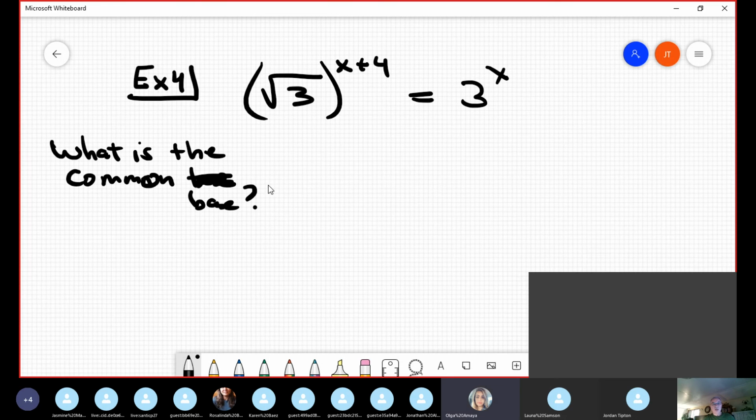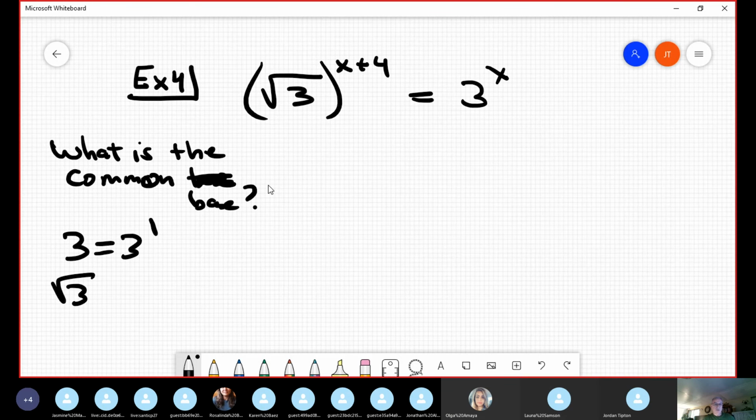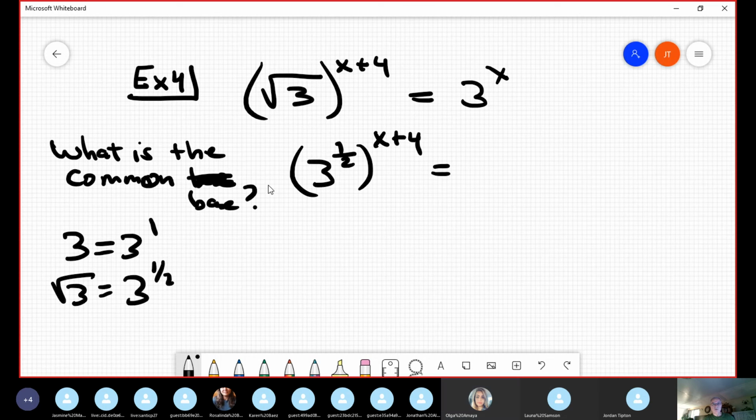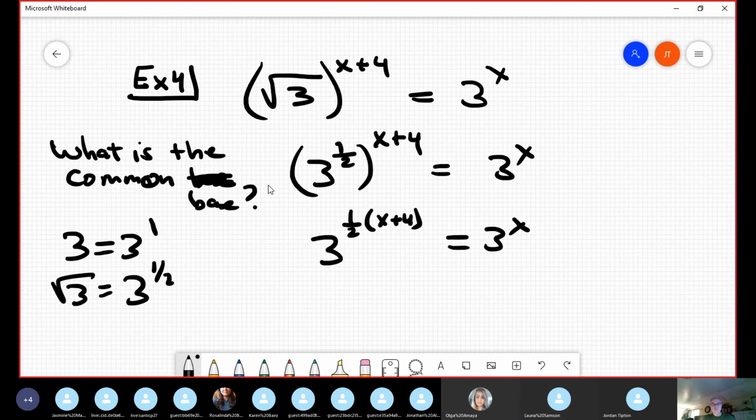3 again. But I know that 3 is 3 to the 1, but radical 3 is 3 to the 1/2. Yes or no? Fraction exponent. You replace: 3 to the 1/2 raised to the x plus 4 is equal to 3 to the x. Now multiplication of the exponent. So 3 to the 1/2 times x plus 4 is equal to 3 to the x.